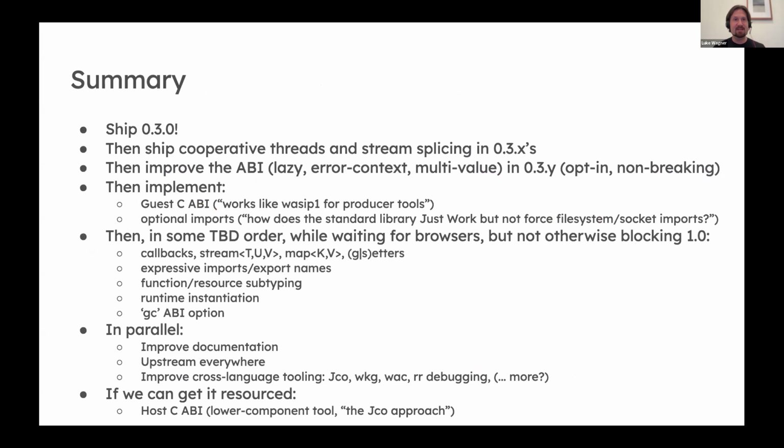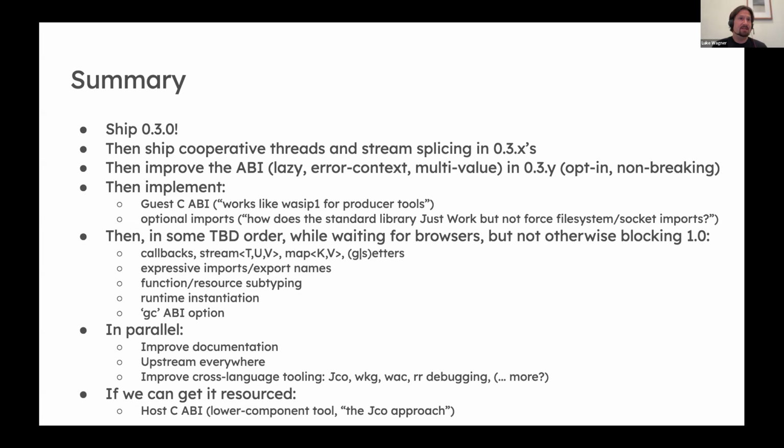And so, final summary slide, which I'll leave up for discussion. Summarizing the roadmap here: first, of course, ship that 0.3.0. It's so close, just a few little things to finish up. And then ship cooperative threads and stream splicing in some 0.3 minor releases. Then improve the ABI with laziness, error context, and multi-value in some 0.3.y later minor release, in an opt-in, non-breaking way.